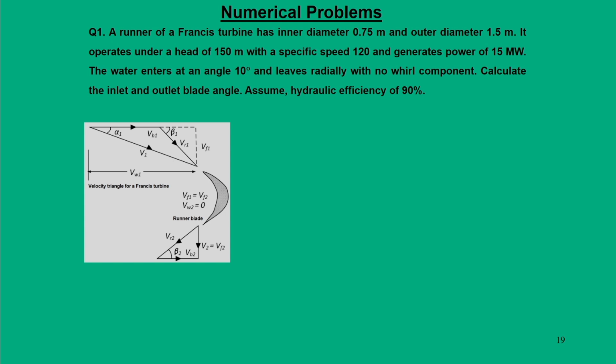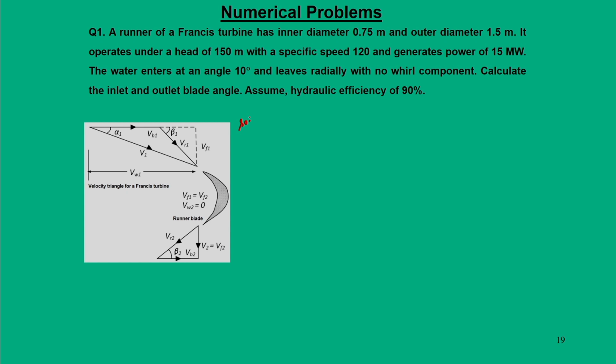Before you conclude these lectures, let us try to solve some numerical problems based on our discussion in this lecture. So, the first problem is about the Francis turbines. We discussed this Francis turbine, and here we present the velocity triangles. We have this inlet and this outlet velocity triangle.